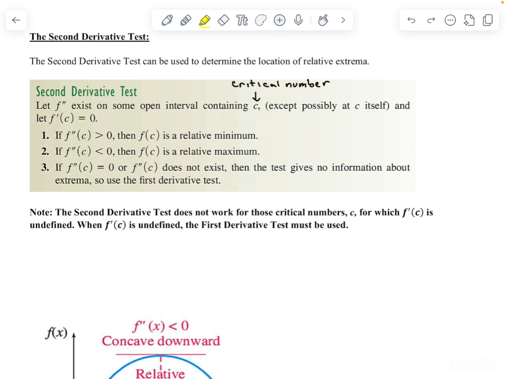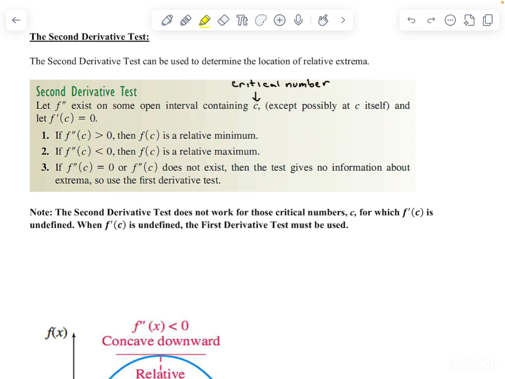The second derivative test states the following. Let the second derivative exist on some open interval containing c, except possibly at c itself, and let the derivative at c equal 0. If the second derivative at c is greater than 0, then f of c is a relative minimum. If the second derivative at c is less than 0, then f of c is a relative maximum. If the second derivative at c is equal to 0, or the second derivative at c does not exist, then the test gives no information about extrema, so we must use the first derivative test.